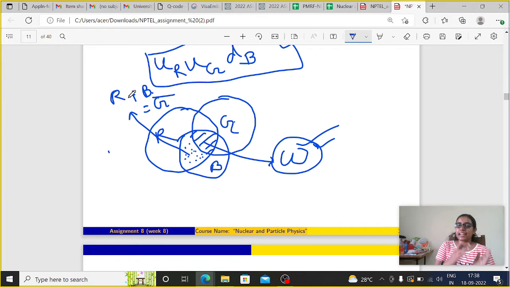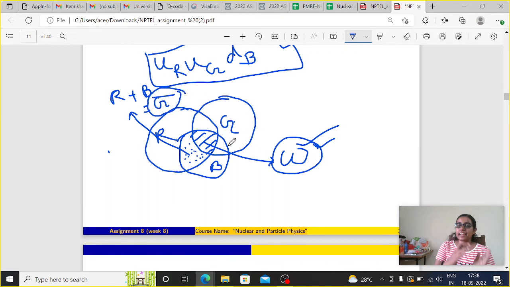R plus B is black, ma'am. R plus B is black. I totally forgot the color combination. Okay, whatever it is, it should be the antiparticle of G.